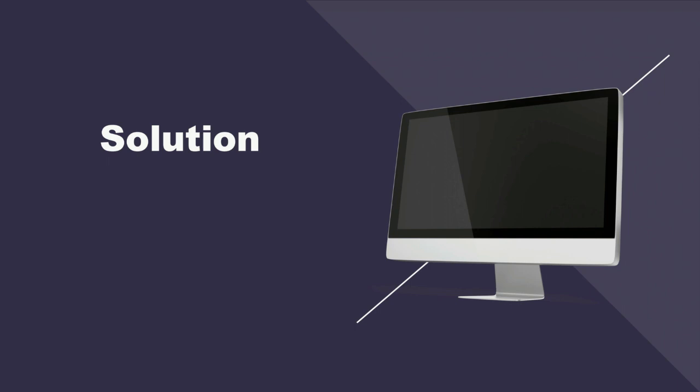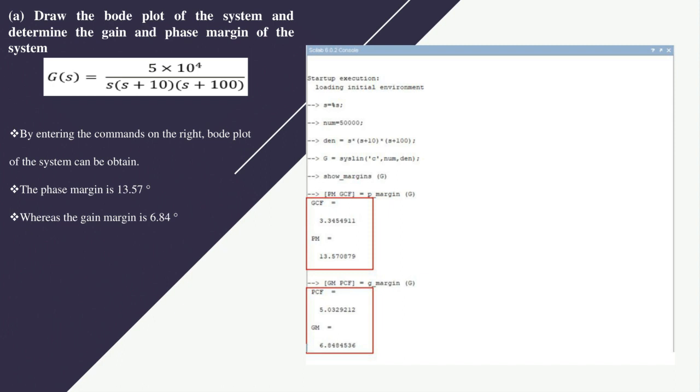For this section, we will talk about the solution that we get from applying the methodology to the question that we pick. Solution for part A. By entering the command on the right, both plots of the system can be obtained. And from the command that is highlighted, we can get the value of the phase margin, which is 13.57 degrees, and the gain margin is 6.84 dB.